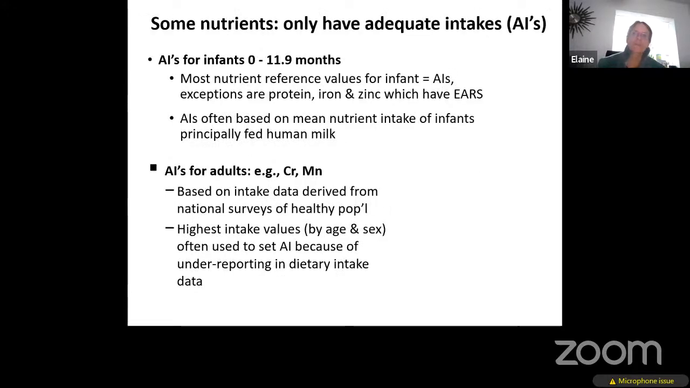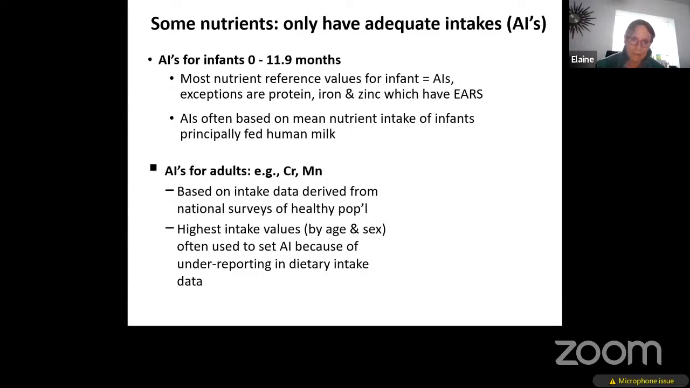For some nutrients, for some age groups, there aren't enough data to be able to set requirements. So for infants, when you're using that data, always be aware that for most nutrients, it's not an actual requirement but an adequate intake. That would be the intake observed in healthy infants, and as I said, often based on breast milk. So for most nutrients, it's an adequate intake. But the exceptions are protein, iron, and zinc, which actually do have that estimated average requirement. And as I said, the AIs are often based on human milk.